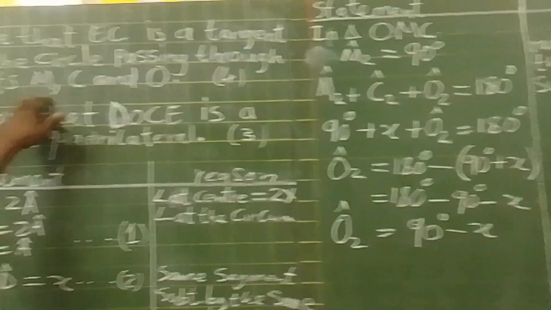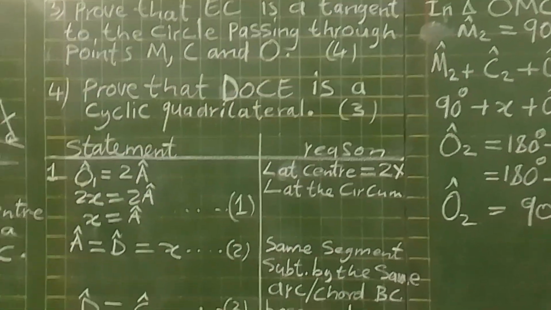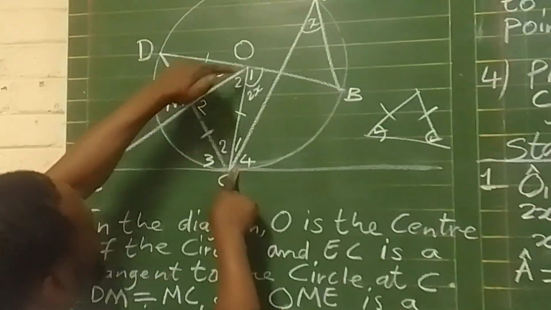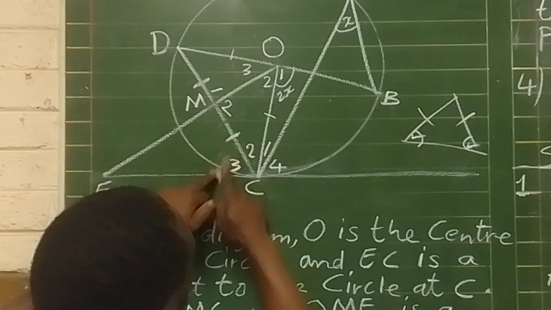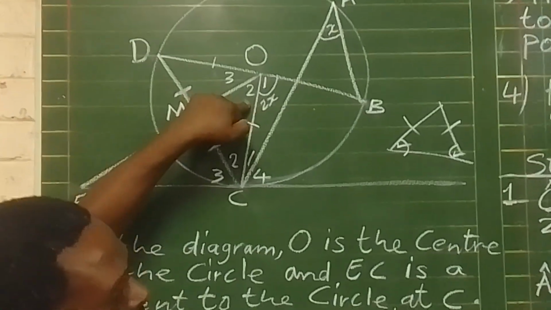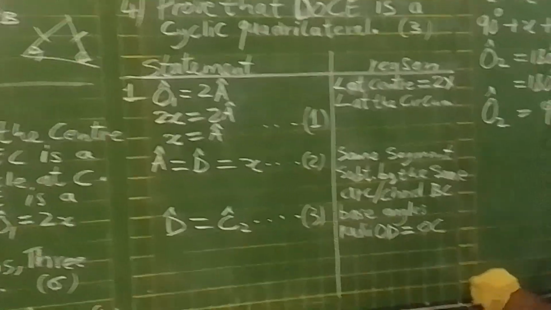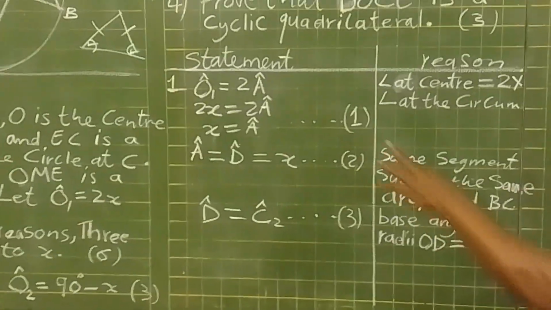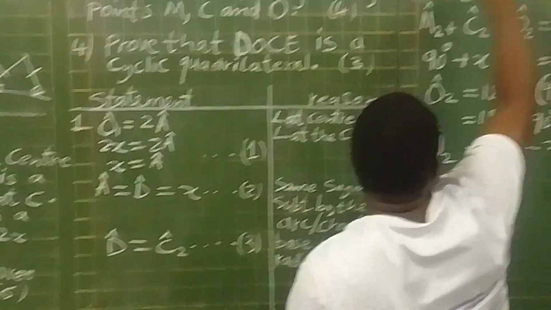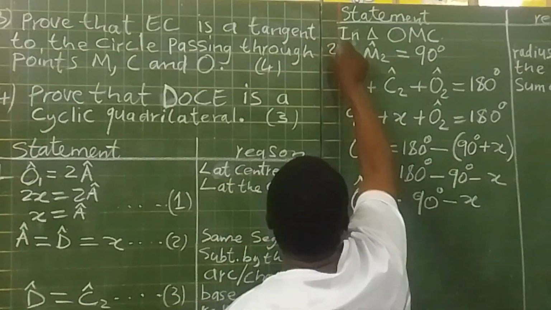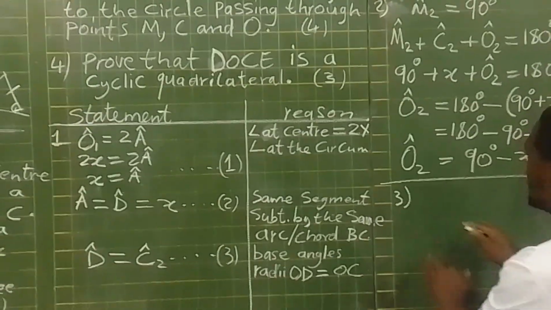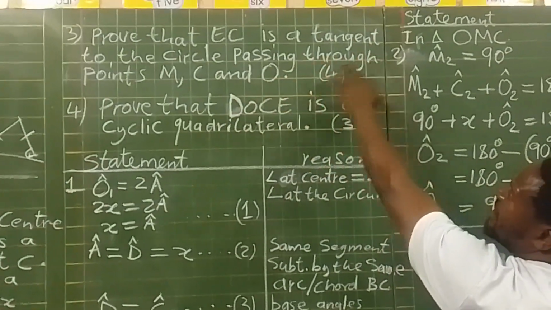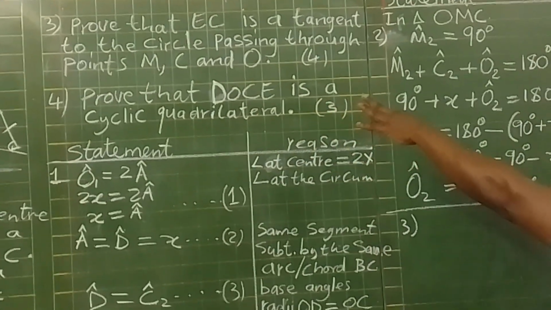Prove that EC is a tangent to the circle passing through points M, C, and O. Remember what I told you before we start? They are talking about M, C, and O. It means that this tangent here with this chord, they are going to form an angle at that side. Well, this was number 1. This is number 2. Now we start number 3. Number 3 says, prove that EC is a tangent to the circle passing through points M, C, and O.